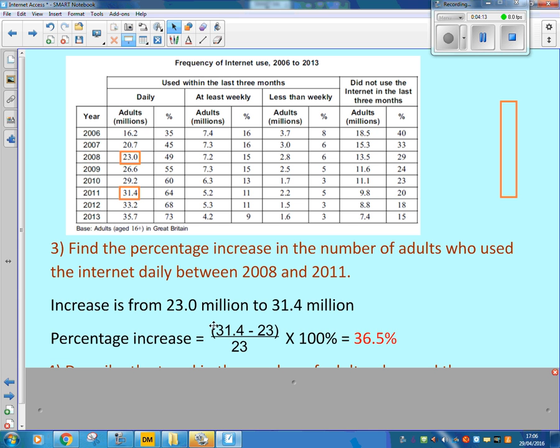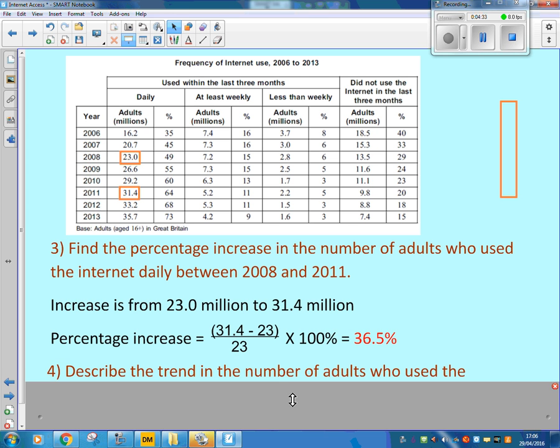Now you'll notice here I put these numbers on the top line in brackets. They don't need to be in brackets because everything over that line, you do that subtraction before you do the division. But if I put them in brackets, it will remind me that when I type it into the calculator to do the subtraction before dividing by the 23.